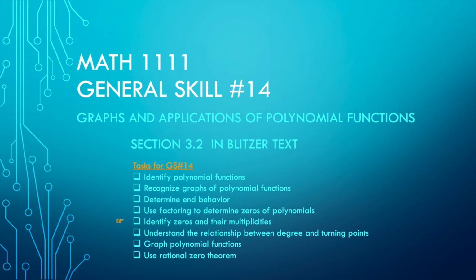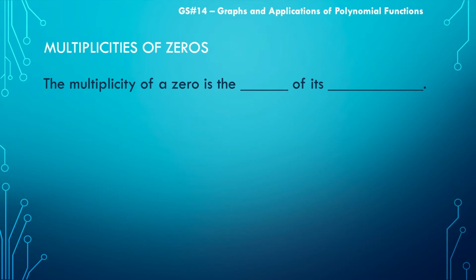Welcome back to our discussion about the graphs of polynomial functions, and especially the attributes of the graphs of polynomial functions. In this video, we are going to talk about finding zeros and their multiplicities. So let's take a look at what that is. What is a multiplicity of a zero?